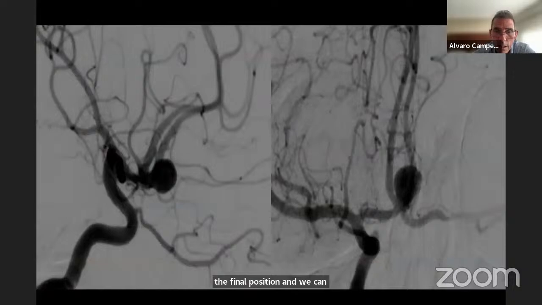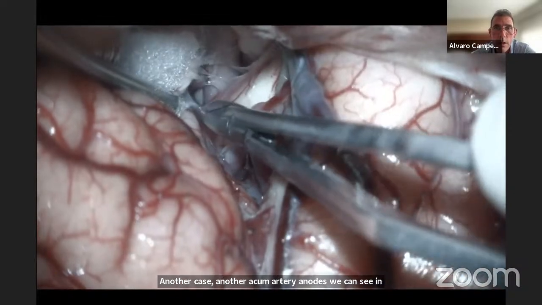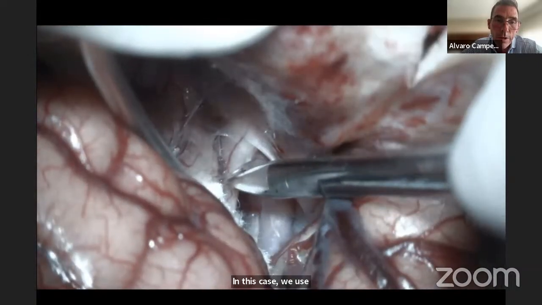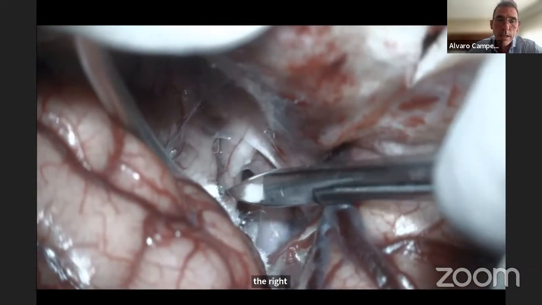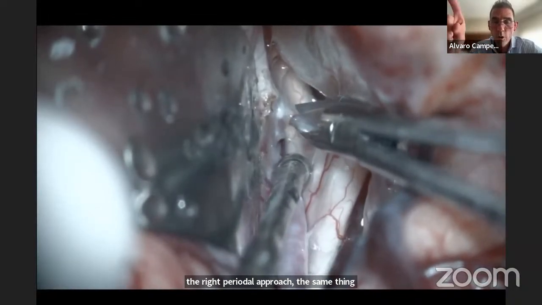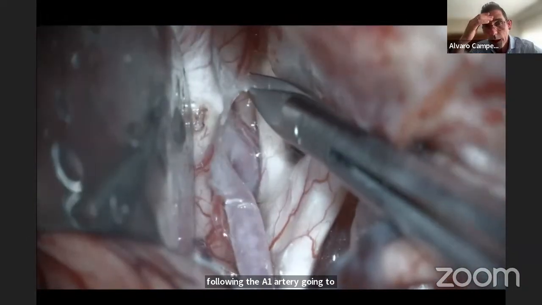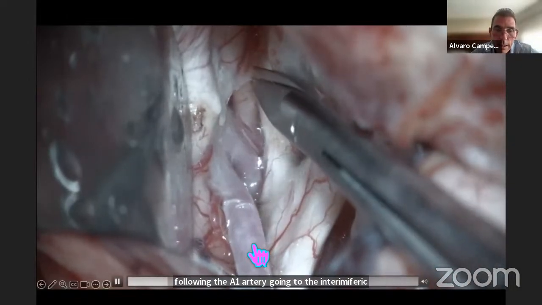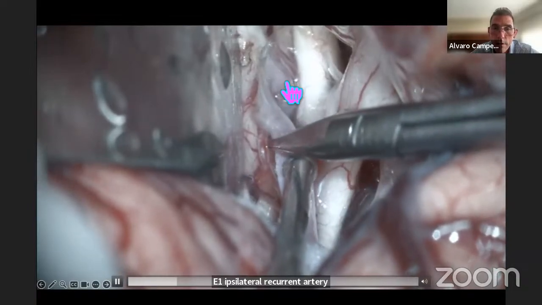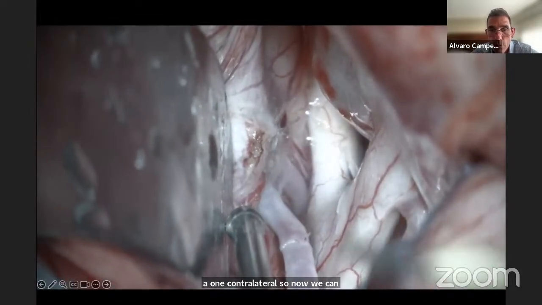Another case, another ACom artery aneurysm, we can see in the 3D reconstruction. In this case, we use the right pterional approach, the same thing from the carotid artery to the bifurcation, and then following the A1 artery going to the interhemispheric fissure. We can see A1 ipsilateral, recurrent artery ipsilateral, A1 contralateral. So now I can put a temporary clip without any problem.